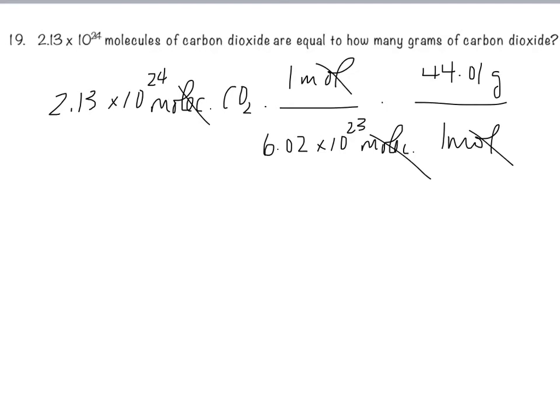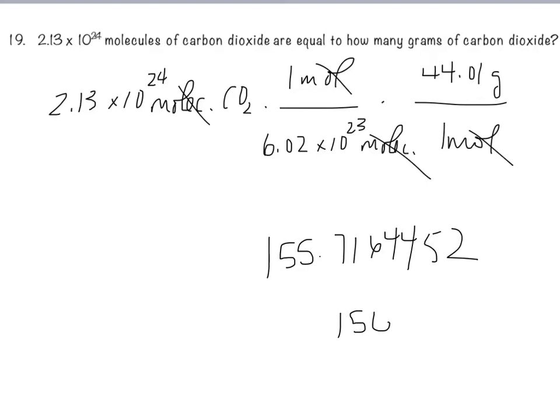and this is going to give us 155.7164452 is what my calculator tells me. However, I'm limited to 3 sig figs because the measurement had 3. The answer rounded is going to be 156, the unit grams.